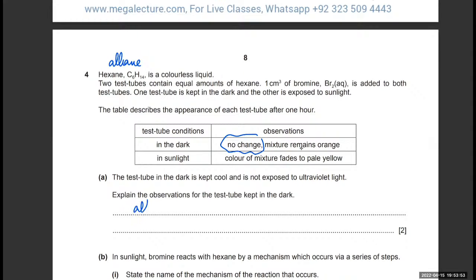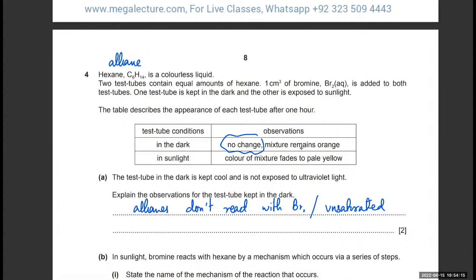So it's a 2-mark question. Explain the observation in the dark. Alkanes obviously don't react. We could give a lot of explanation for this. They don't react with Br2, or you can say it's unsaturated, that they don't have a double bond.